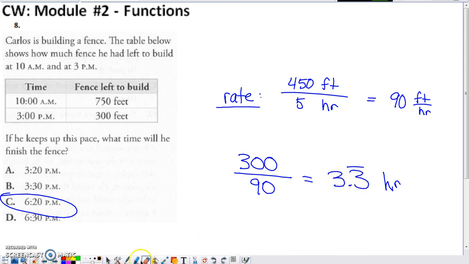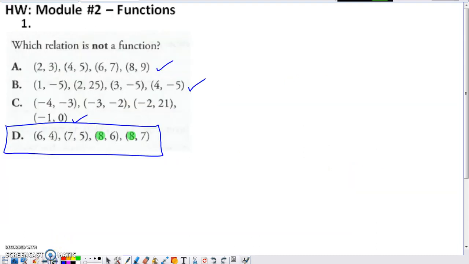So then the only other thing that you have to figure out is whether or not 0.3 of an hour is 20 minutes past 6 o'clock or 30 minutes past 6 o'clock. 3 hours after 3 p.m. is obviously 6 o'clock. 0.5 hours is 30 minutes, right? So 0.3 hours, a third of an hour, is going to end up being 20 minutes. So 6:20 is when he's going to finish that fence.